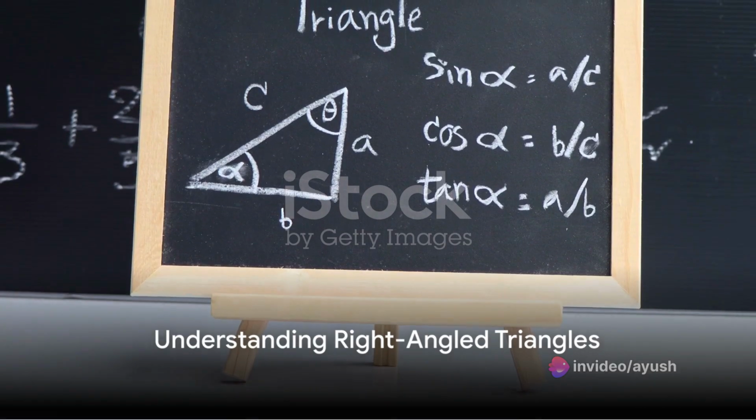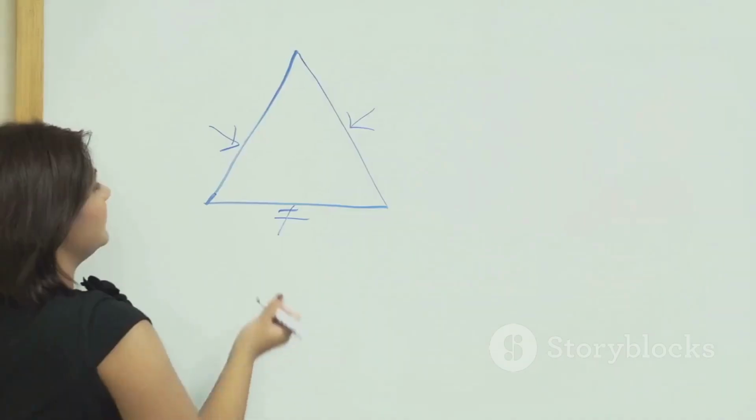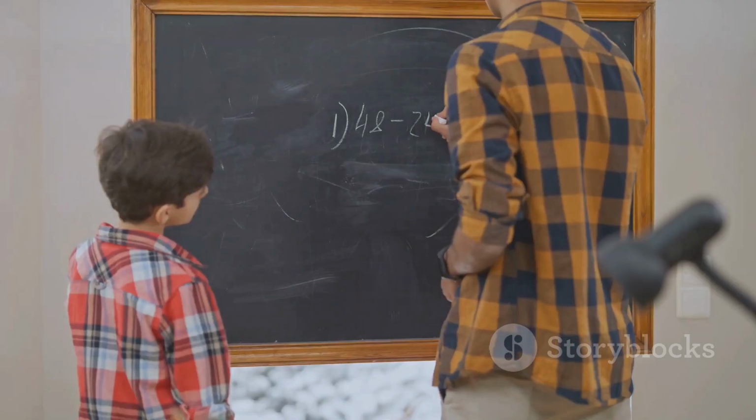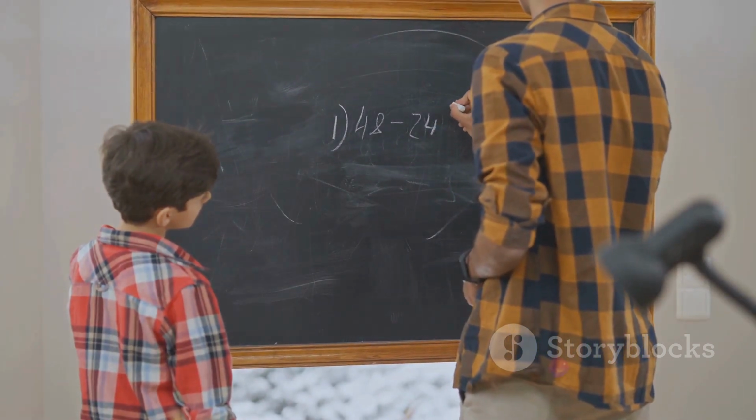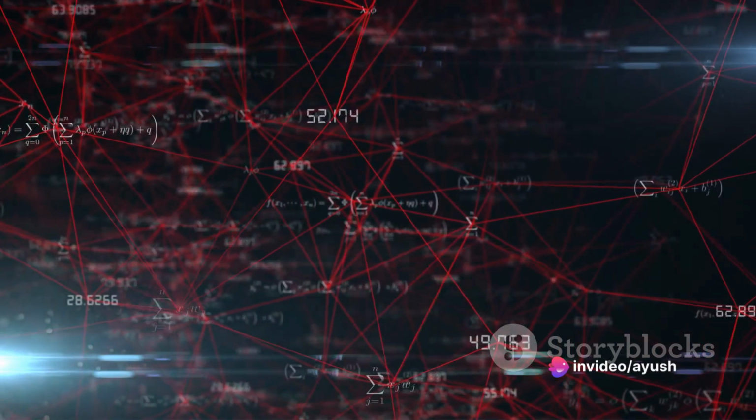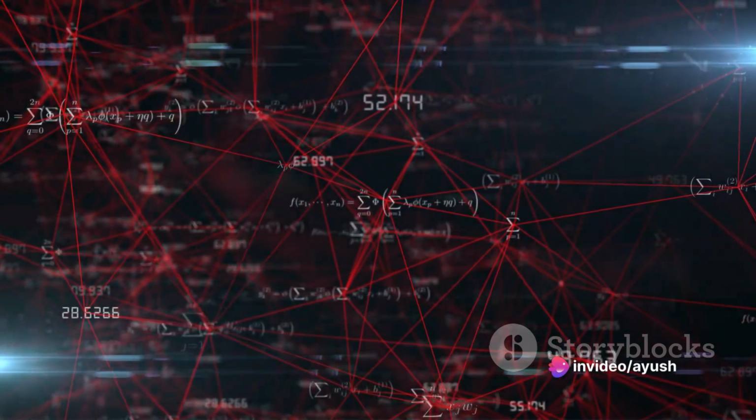It's a triangle with one angle exactly 90 degrees. Now, this triangle has three sides. The longest side, opposite the right angle, we call the hypotenuse. The other two sides we'll refer to as side A and side B.